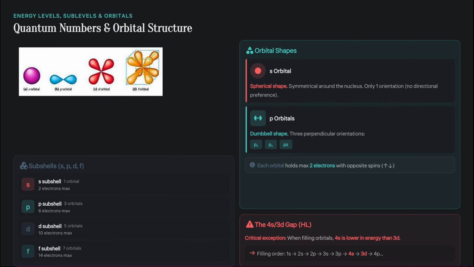Now, I just described what orbitals were, and I'm going to describe them in even more detail. So, as you can see here, there are 4 types of orbitals: s, p, d, and f. And as you move up these orbitals, you will see that the f orbital has the most energy and the s orbital has the least energy.